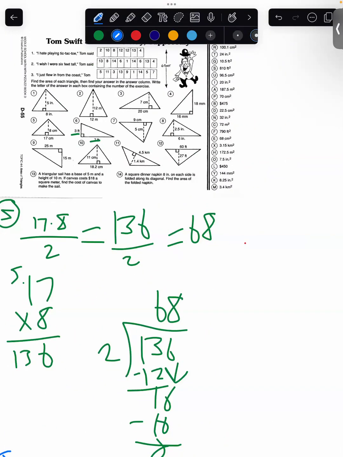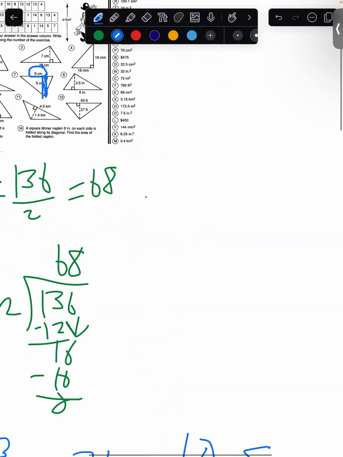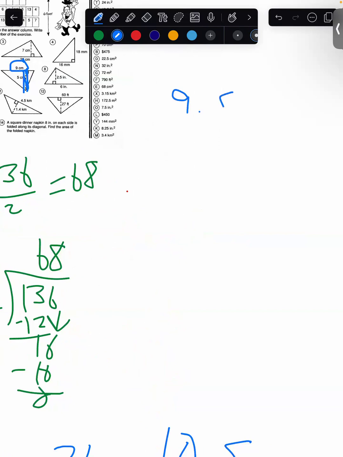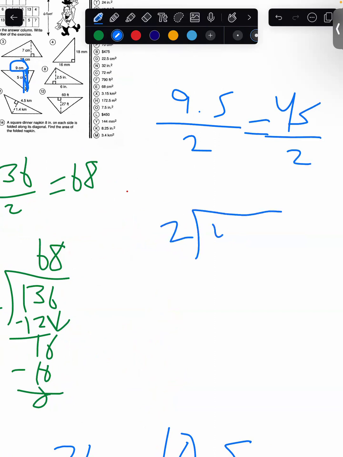Number 7. Now here, this has to be the base. Notice it's not on the bottom, right? In fact, it's on the top. But the height has to be going perpendicular to the base right there. So for number 7, we have to do 9 times 5 divided by 2, 45 divided by 2. So we go 2 into 45.